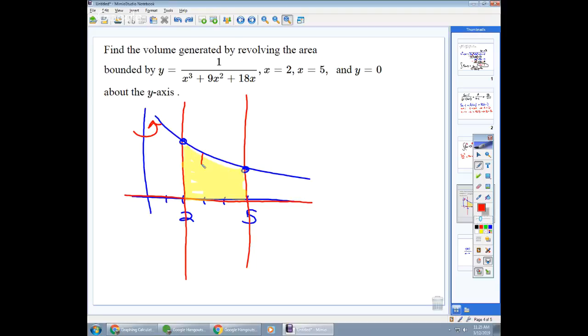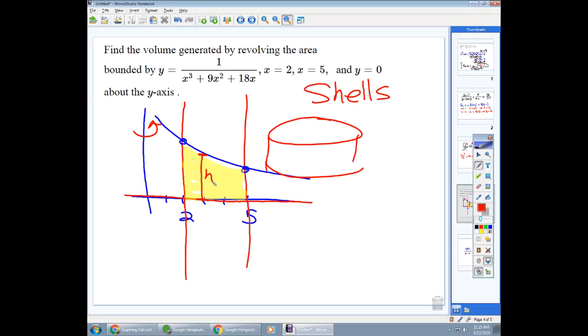All right, so I think we all convinced ourselves that we should use shells here, because with shells, my function is always on top and y equals 0 is always on the bottom. So I'm going to make a note to myself: I'm using shells. Shells look like that when I revolve this thing right here. That's my height, and then I need a radius, which is the distance from the axis of rotation to that height thingy I drew. So that's r.